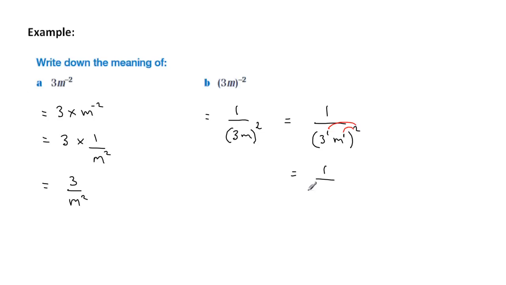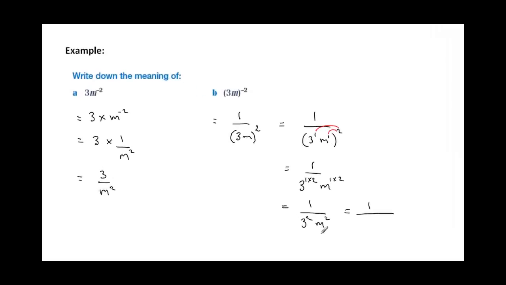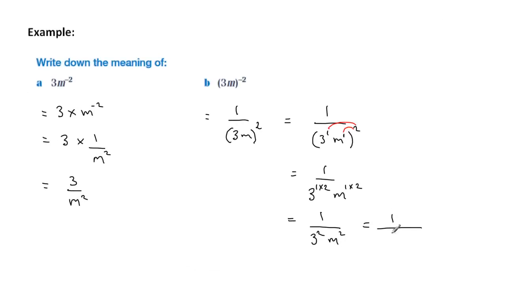1 over 3 to the 1 times the power of 2. And then we've got m to the 1 times the power of 2. And this will give us 3 squared, 1 times 2. And this will give us m squared. We can then simplify one more step. And we've got 3 squared, which would be 9, and m squared to finish it off.